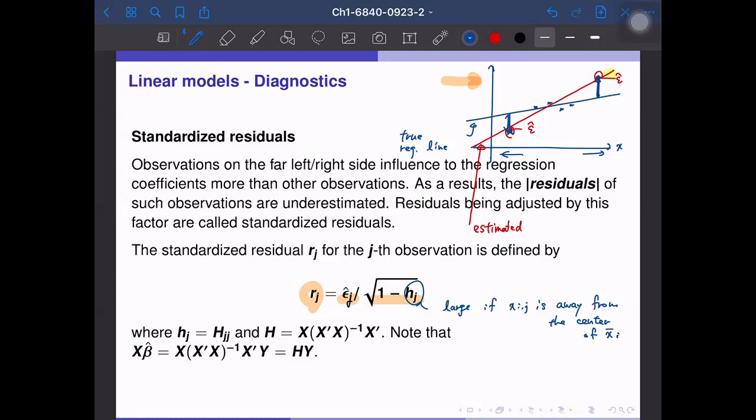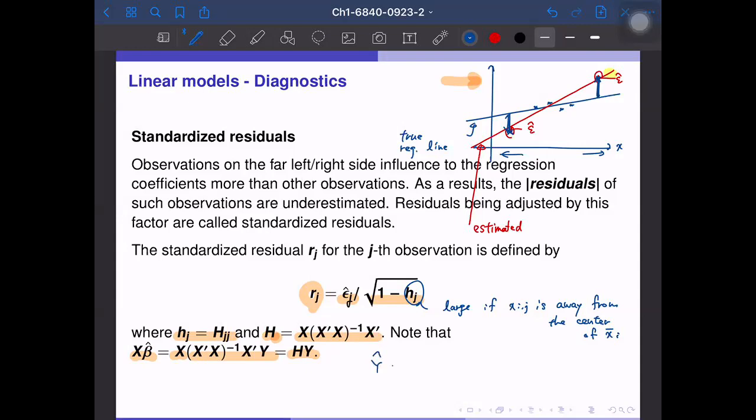So how to get hj? So hj is actually the jj's component of matrix H, and H is this matrix X times X transpose X inverse X transpose. And actually this matrix appears when we get x beta hat. X beta hat is x times x transpose x inverse x transpose y. So that becomes actually Hy. So you can imagine why H is used in the formula of this standardized residual.